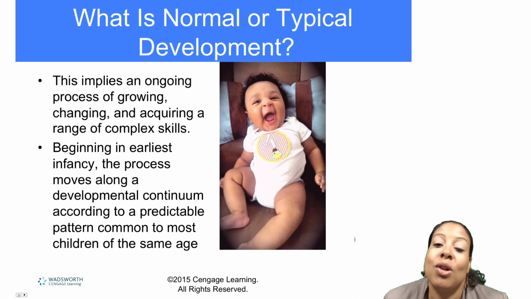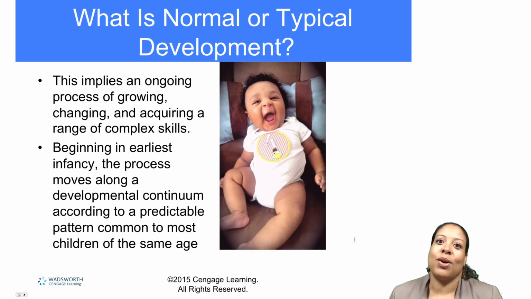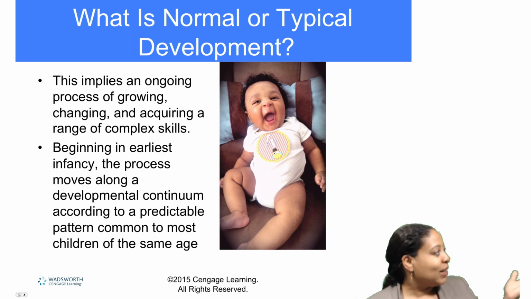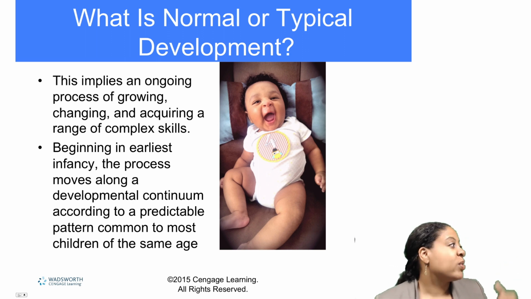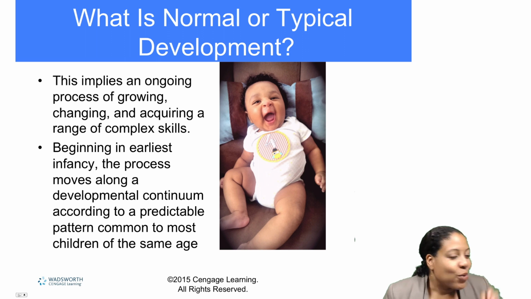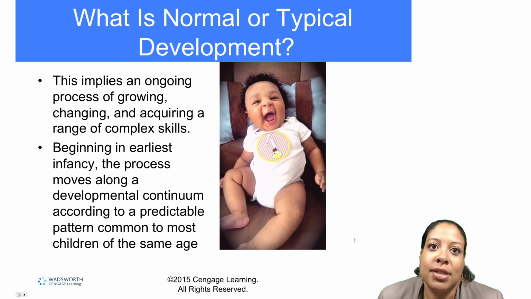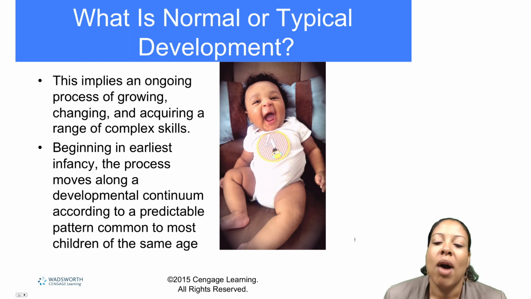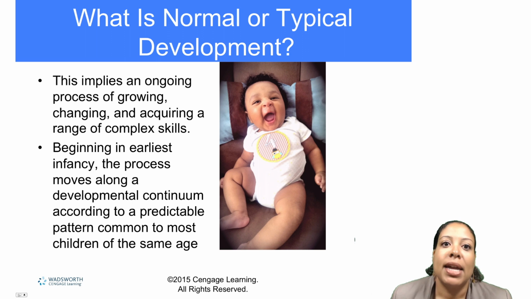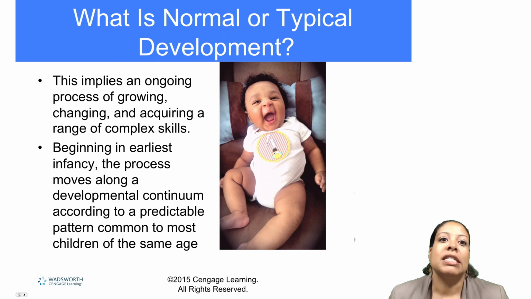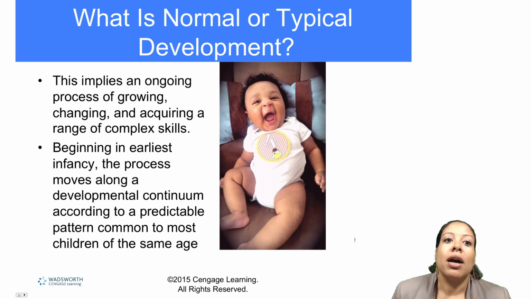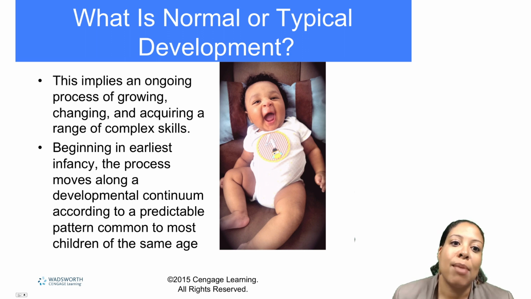What is normal or typical development? So I included a picture. This was my son Coco. This was when he was about 4 months old. Love the little rolls. This implies an ongoing process of growing, changing, and acquiring a range of complex skills. Beginning in earliest infancy, the process moves along a developmental continuum according to a predictable pattern common to most children of the same age.